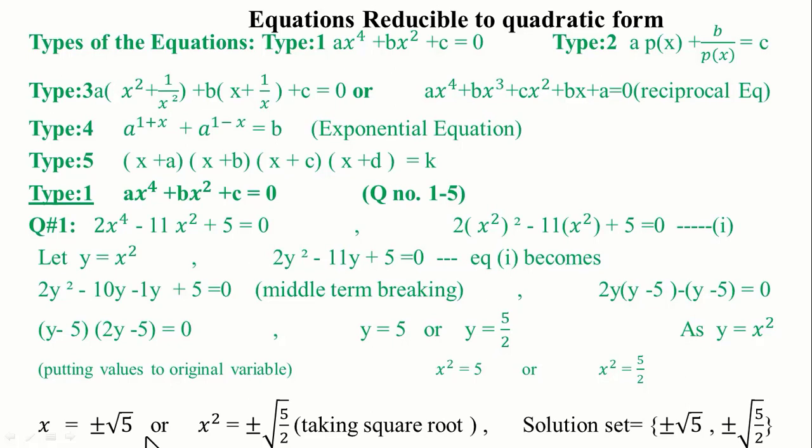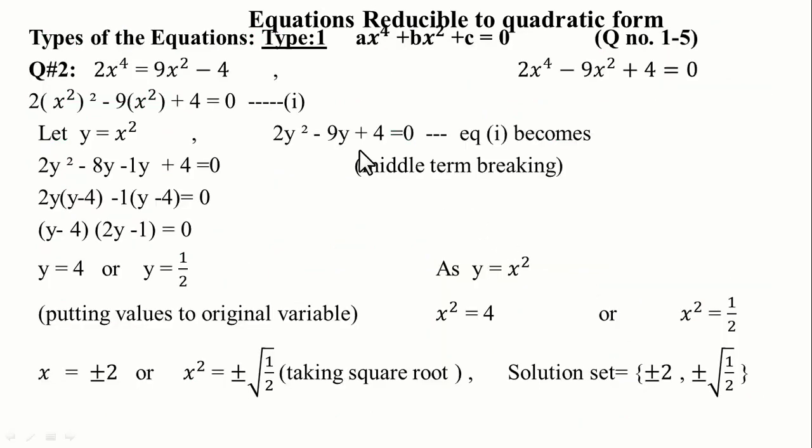Taking square root on both sides, we have x is equal to plus minus square root of 5, or x is equal to plus minus square root of 1 upon 2. So the solution set of the required equation is plus minus square root of 5 or plus minus square root of 1 upon 2.